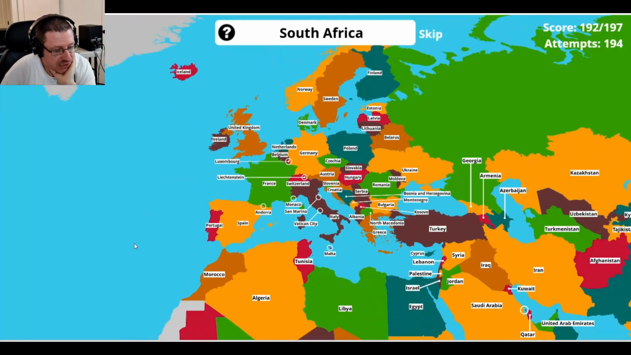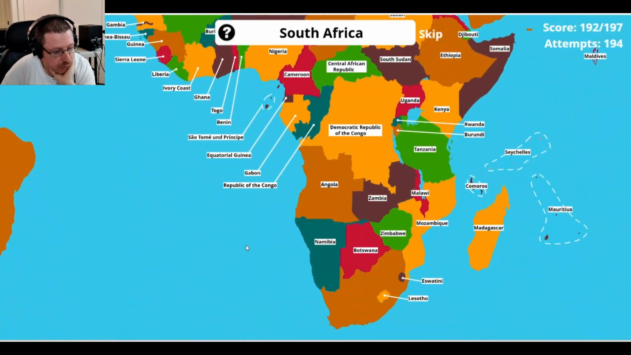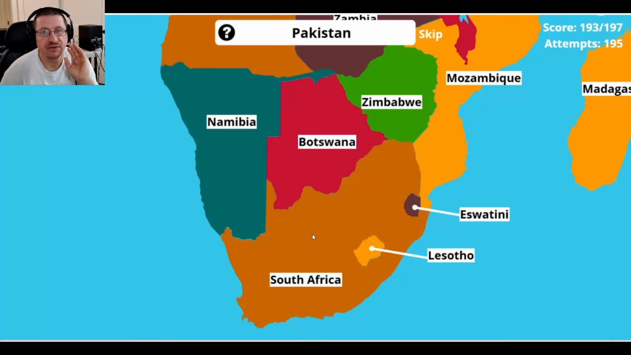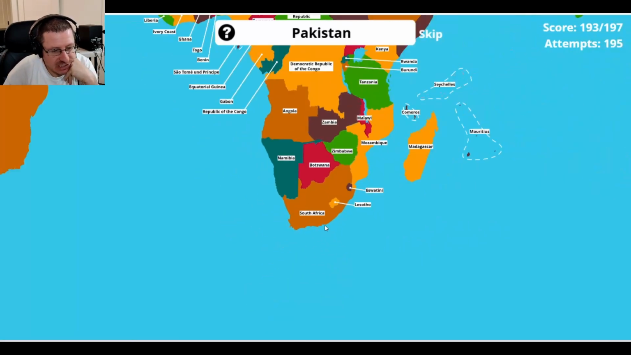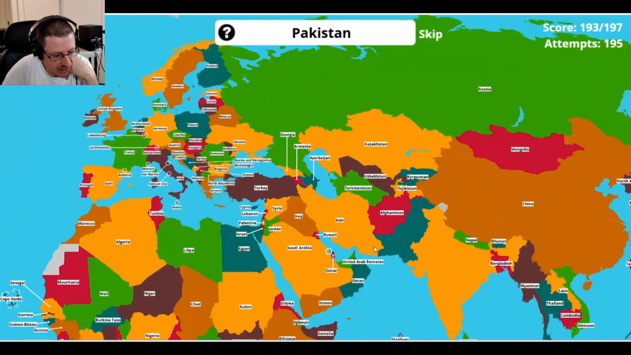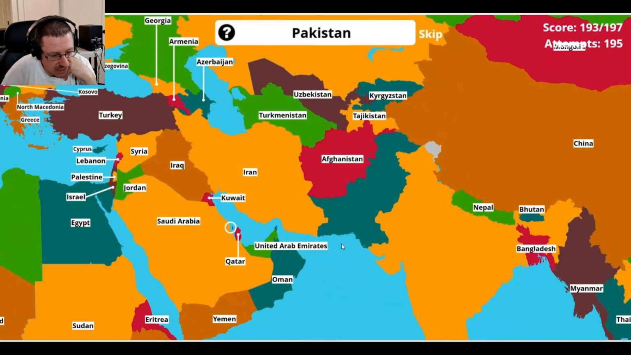South Africa. South Africa is the only country in the world that has 3 capitals. It also produces, I believe, 90% of the world's platinum, which is used for jewelry and catalytic converters. Pakistan. Remember the stans. If it ends in stan, you go right over here. Pakistan's right here. This is where K2 is. K2 is the second tallest mountain in the world.